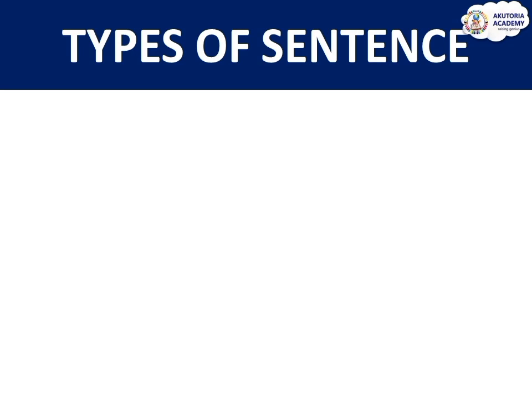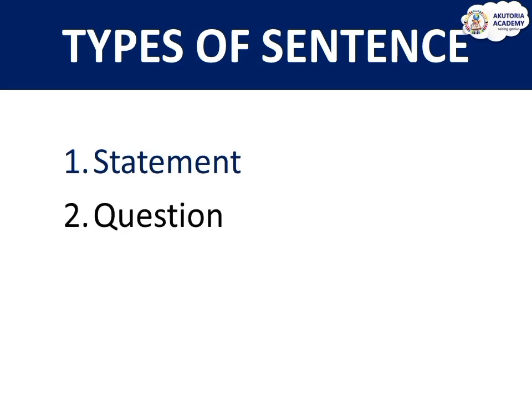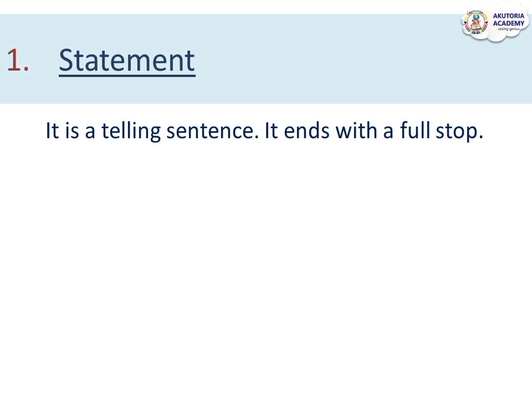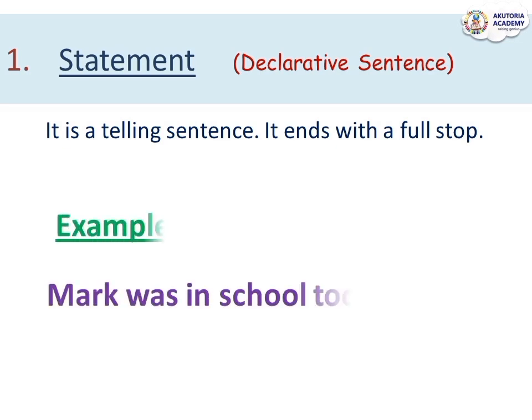Now let's talk about the types of sentences. We have 4 types. Statement is the first type of sentence we'll talk about. Another type is question. Another is command. And the 4th type we will talk about in this video is exclamation. Let's begin with statement. What is a statement? A statement is a telling sentence. It ends with a full stop. A statement has a special name. It's also called a declarative sentence.